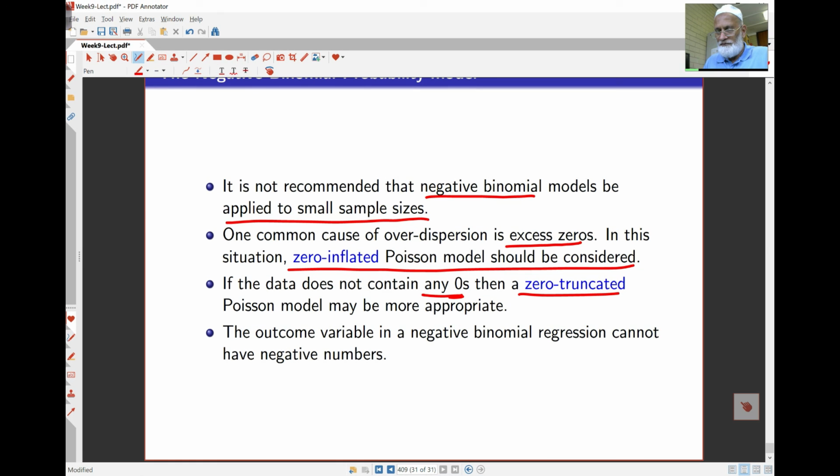And of course, the outcome can never be negative in any count data modeling situation we look at.